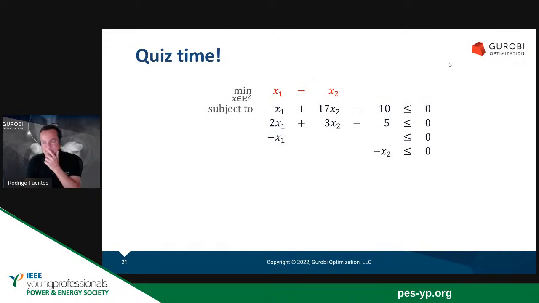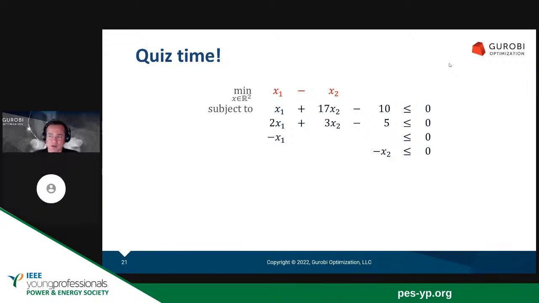Let's see. Is this a linear programming problem? And I don't know if I have a way to interact with the audience. I can give a couple of seconds, or maybe someone can answer. Is this a linear programming problem?